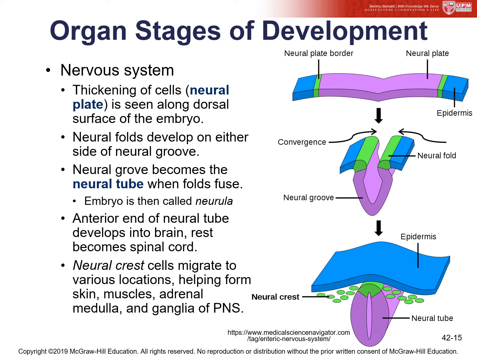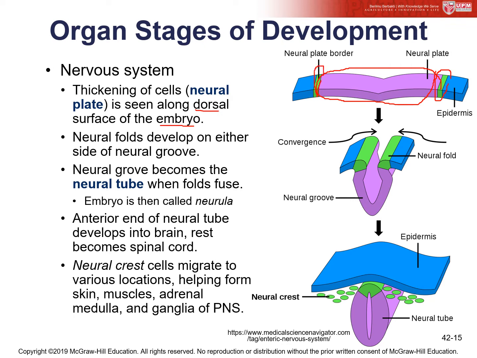After gastrulation, we will proceed with the next process, which is called neurulation. Actually, neurulation is the last stage of development, and it involves the nervous system. As you can see here, at the dorsal part of the embryo, it will start to become thickened, the purple color, and this thickened part we call the neural plate. And beside the neural plate, we have the green part, which we call the neural plate border.